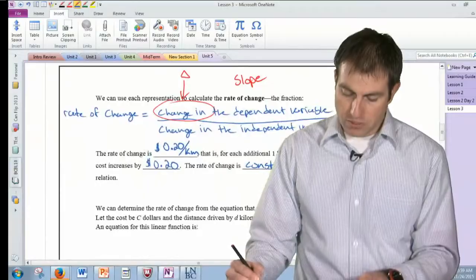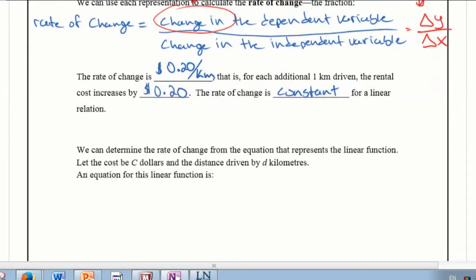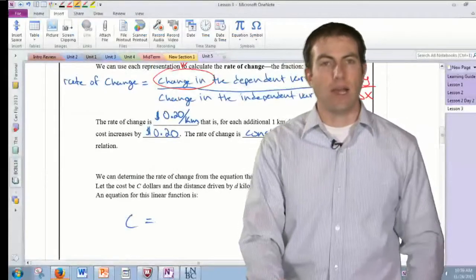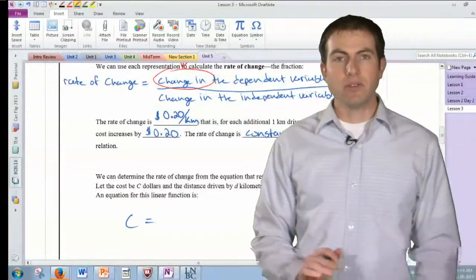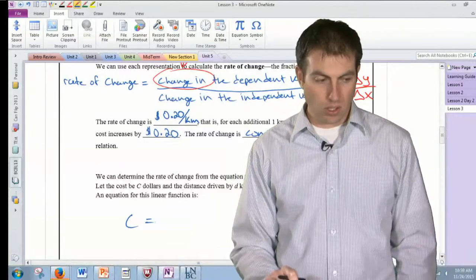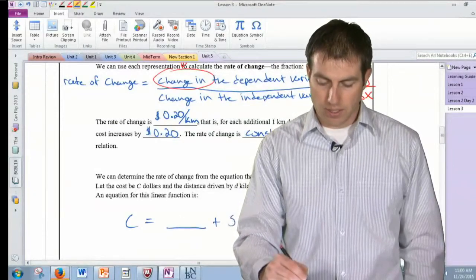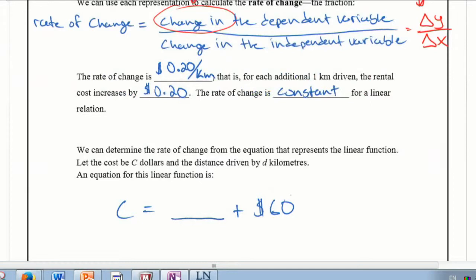Continuing on, we can determine the rate of change from an equation that represents the linear function. Let C be the cost and the distance driven be D. All right, we're going to start with C, the cost of our rental. Now, Alex pointed out at the very beginning, even if we drive 0 kilometers, this car rental is going to cost us $60. It doesn't matter what I have for my rate of change, it's going to cost us $60 plus something else to rent this car. So we just need to figure out what that is.